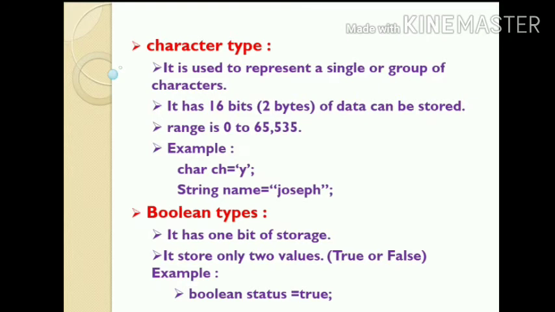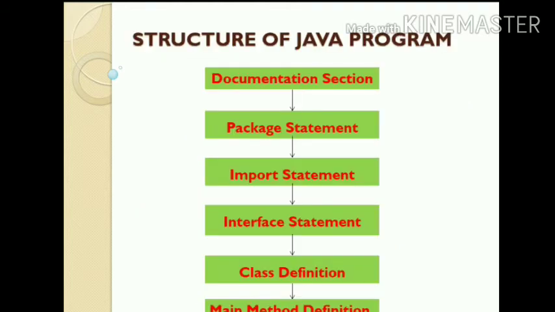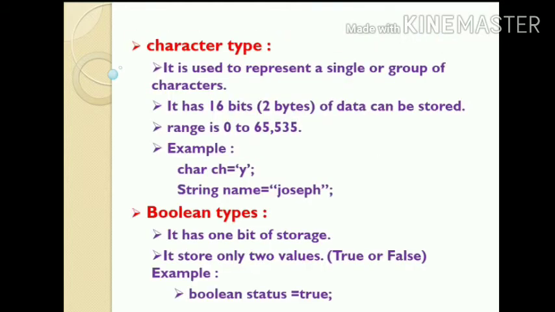Next, character type. Character type is used to represent a single character or a group of characters. It has 16 bits, that is 2 bytes of data can be stored. The range of the character type is 0 to 65,535. Example, char ch = 'y'; here ch is a character type variable. Then String name = "Joseph"; Joseph is a string type value stored in the variable name.